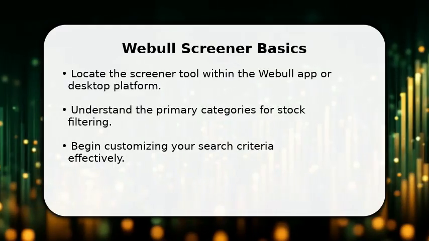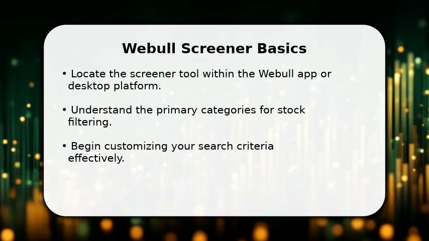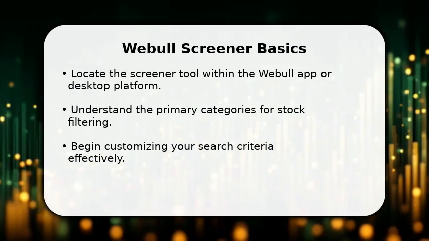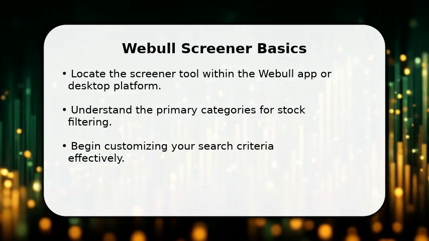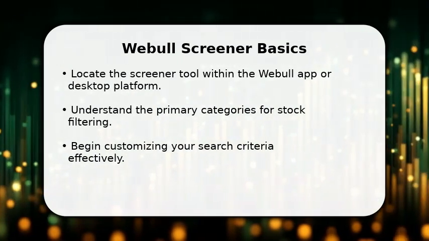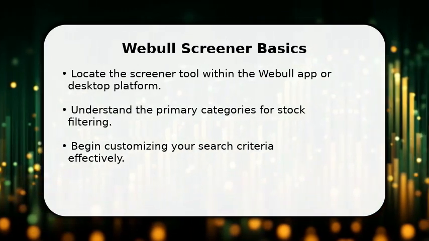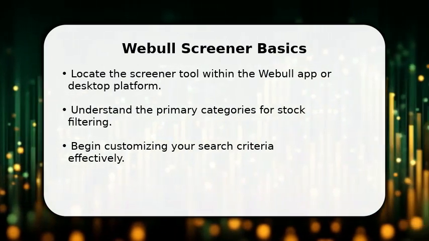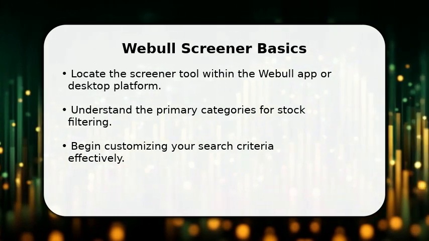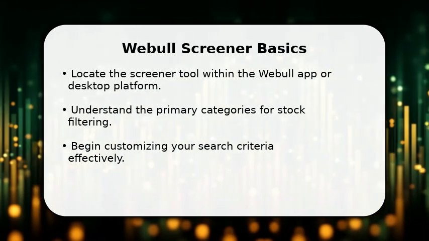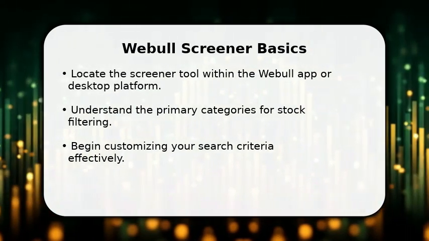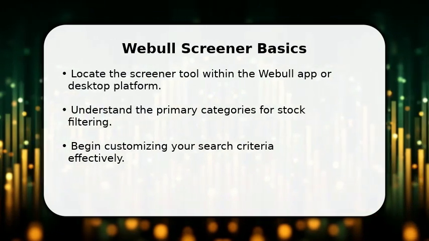In this video, I will explain how to use the Webull screener. First, navigate to the Markets tab and then select Screener. This tool helps you find stocks based on various criteria. You'll see options for different markets like US stocks, ETF, and more. Start by choosing your desired market to narrow down the initial selection. It's a powerful way to discover new investment opportunities quickly and efficiently.